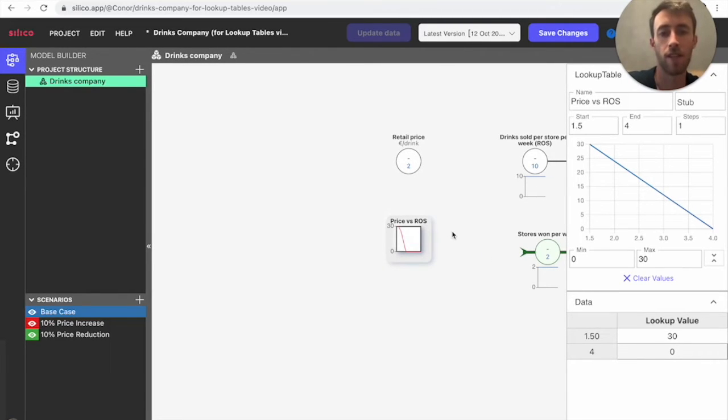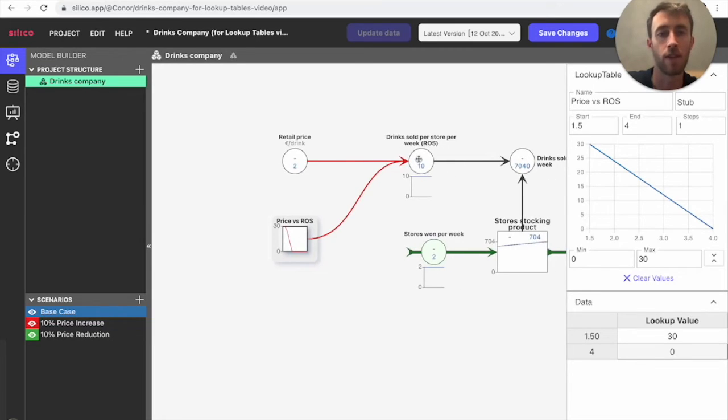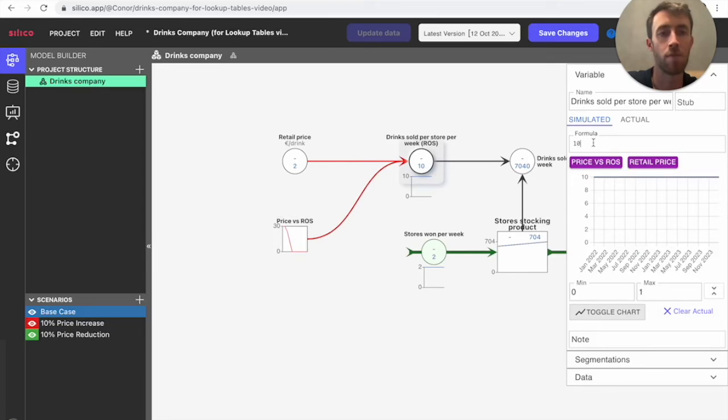Okay, so now that we've got that set up, let's have a look at how we actually make use of the lookup table. We have to connect it up to the rate of sale. So we draw a connector between the input variable and the affected variable, and also the lookup function to the affected variable. Here we had a value of just 10 before. We can now remove that because this is going to become dynamically determined by other variables in the model. The way that we use these lookup tables is first we click on the lookup table, so we click on price versus rate of sale, and then in the brackets we choose what the input variable for that lookup table is going to be.